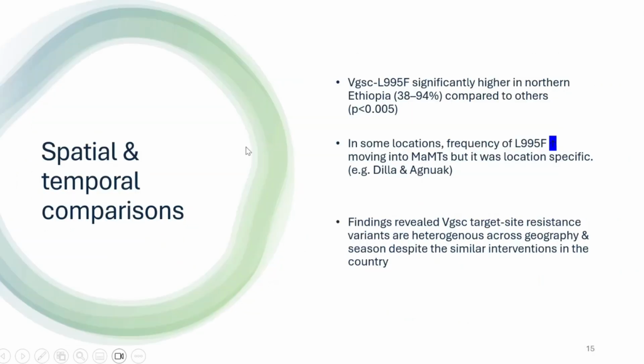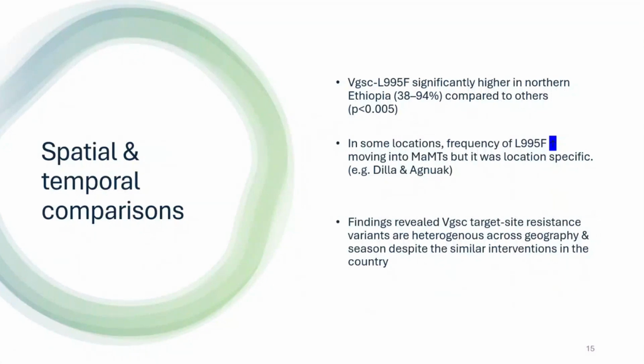So we also tried to compare whether the frequency of VGSC SNPs are significantly different across different regions as well as between the seasons. So we used the chi-square contingency test just to see their significance, and we found the VGSC L995F is significantly higher in northern Ethiopia, while comparison among other cohorts was not significant. When we look at the seasonal variation, we observed location-specific variations.